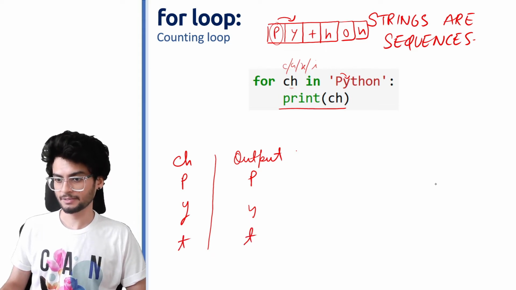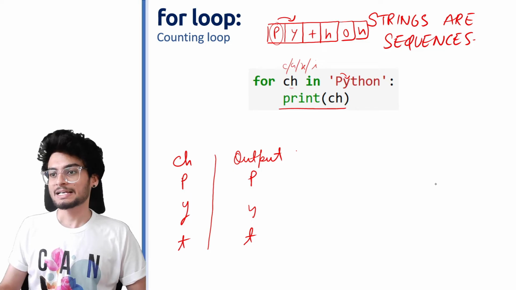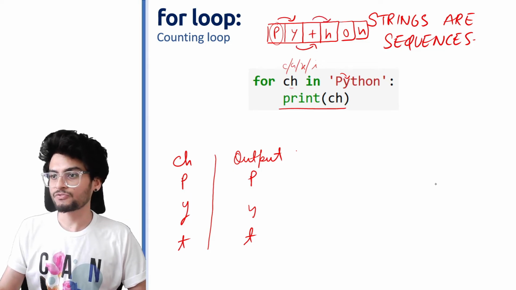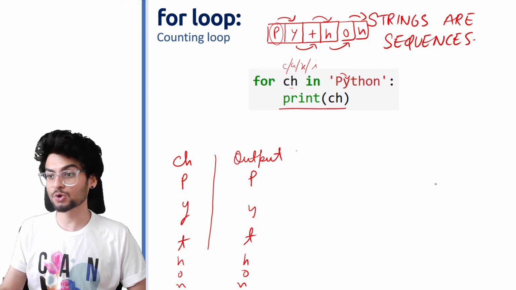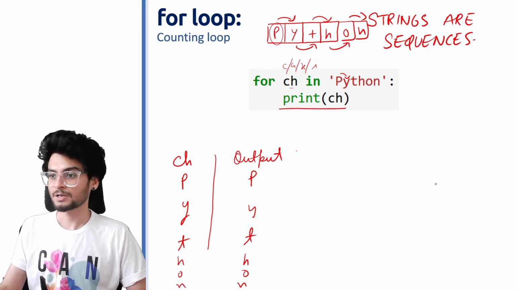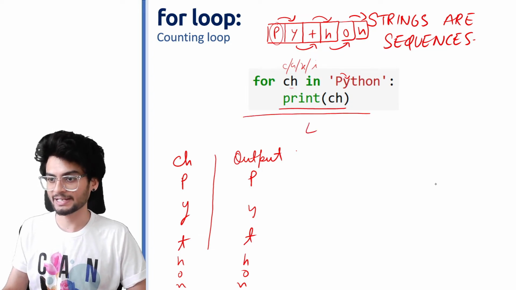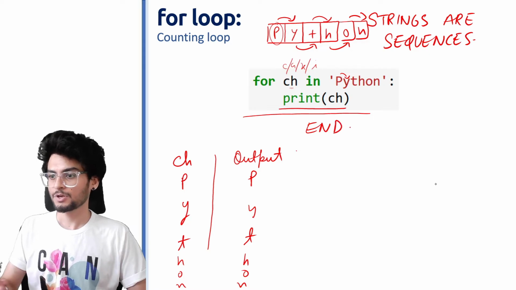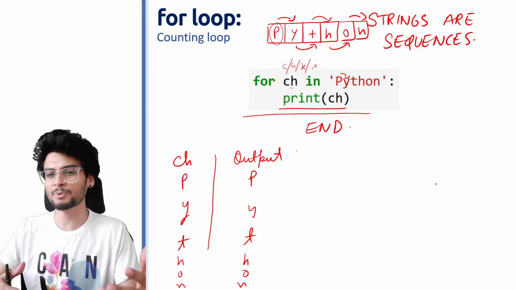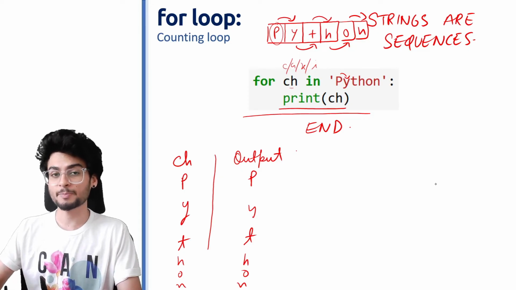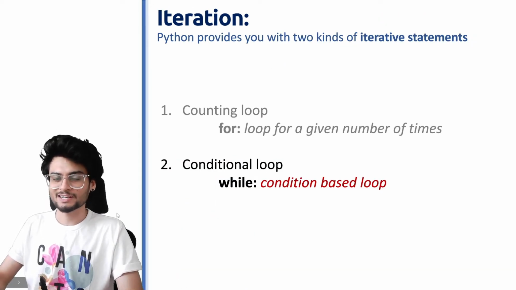Next is t, and so on till the time all of these values have been used by ch. मतलब इसका जो last part आएगा, it will be n. Once all these elements are over, then your loop can finally end. So I hope you understood how the for loop is working now. We will solve a couple of questions on for loop in the practical video. So now we are done with the for loop.